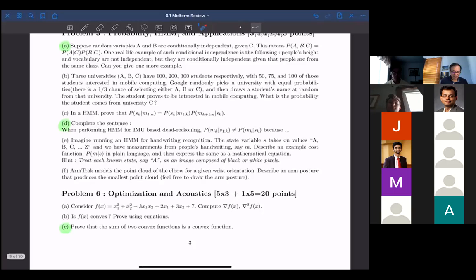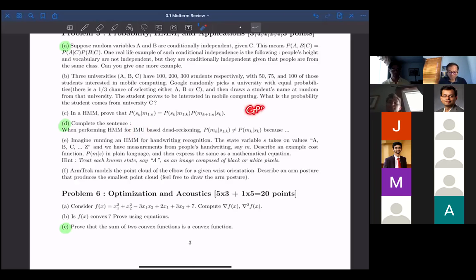Complete the sentence. When performing HMM for IMU-based dead reckoning, probability of MK given S1 to K is not equal to probability of MK given SK because probability of a measurement given all the previous states is not equal to probability of this measurement given only the current state when using IMU.